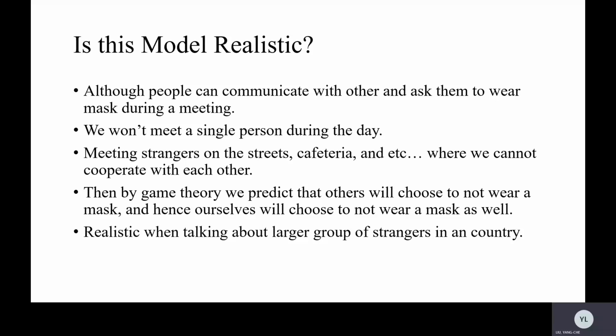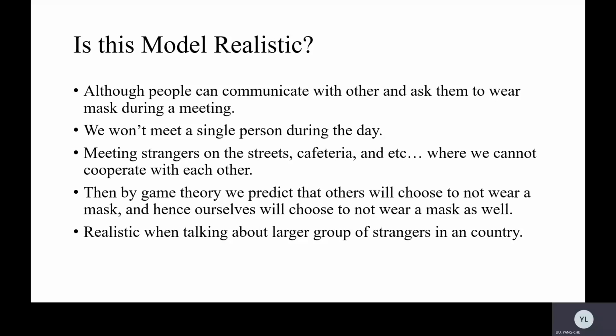So meeting strangers on the street, in the cafeteria, and so on, we cannot cooperate with each other since we don't know the other player. So we cannot communicate with the player, and we don't know what they will choose. So we can use game theory to predict that the other player will choose not to wear a mask. Hence, we need to choose not to wear a mask as well. Because if we choose to wear a mask, we are not protected, but we suffer the discomfort of wearing a mask, which is -2. So we don't want that. We will choose not to wear a mask as well.